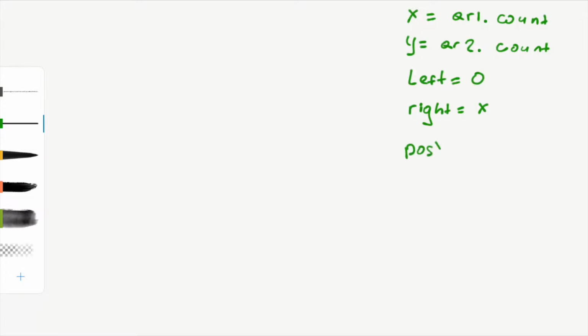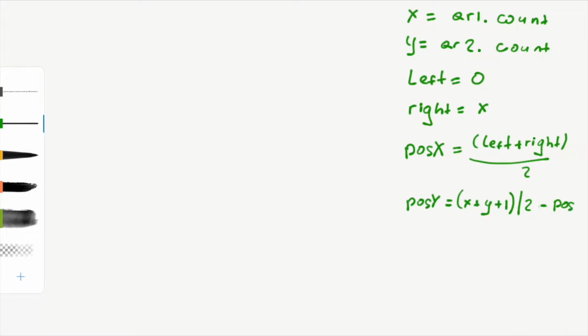Then we will need to keep track of our split position. So position x is going to be equal left plus right divided by 2. And position y is going to be equal x plus y plus 1. So we need to add 1 to take care of odd number of elements. Divide by 2 and then minus position x. All right, so we'll use these formulas to do binary search for our problem.